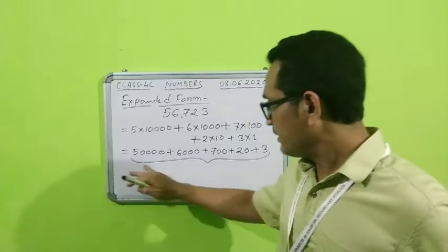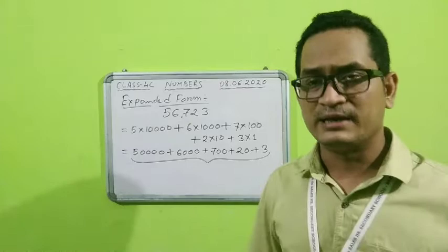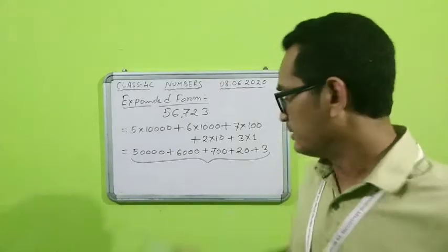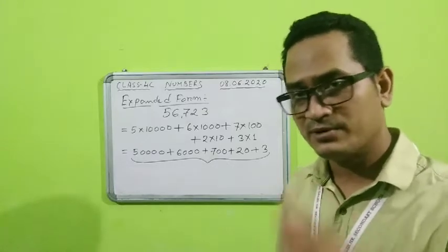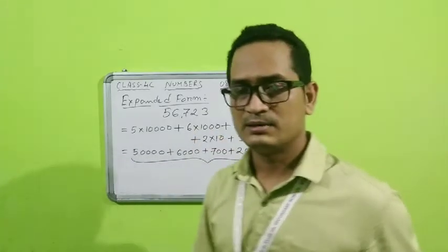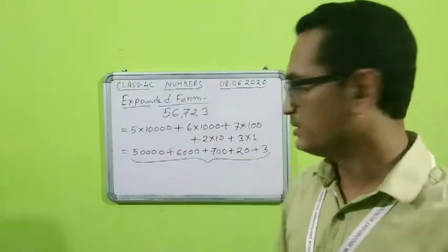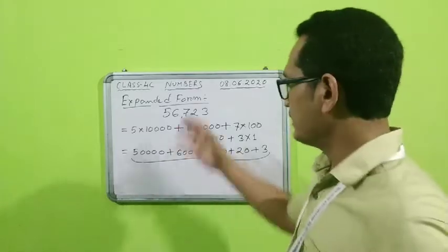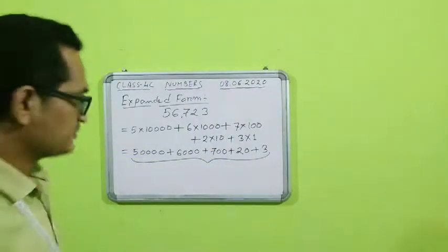Now students, if this is expanded form, what will be the opposite of that? That will be the standard form. That means if I give you this line and ask you to write down the standard form, what you will do is simply add all this and write down the smaller number, and that will be called the standard form. So standard form I am coming to now. Expanded form, I think you got it. Let us take one more example for expanded form.